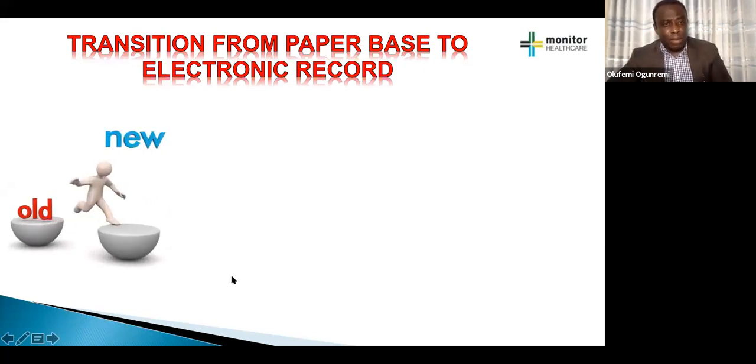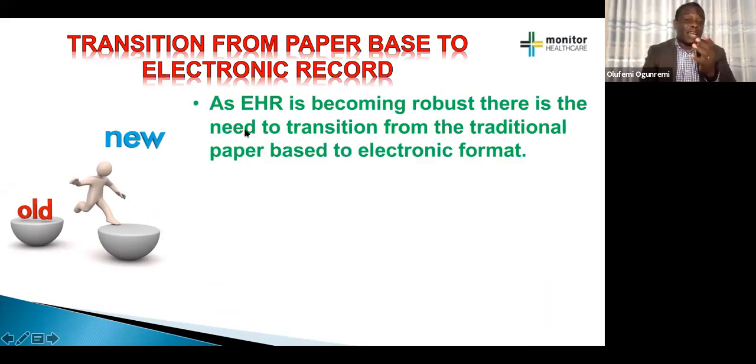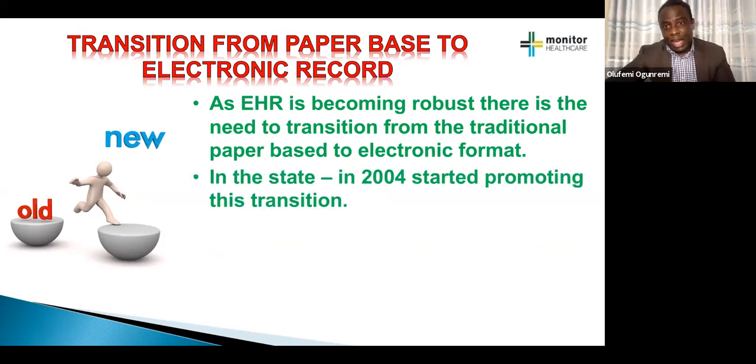So I want to talk about, obviously, jumping from the old to the new, right? Now, electronic health records is becoming quite robust in our system. This transitioning from traditional to the electronic format is really important. There are steps that we need to take. We'll talk about that in a bit. I think the States are taking a lead in this. In 2004, there was legislation and a push for all the healthcare providers to move from physical to electronic format, and there's a lot of incentive put in place for institutions that are doing this in the States.